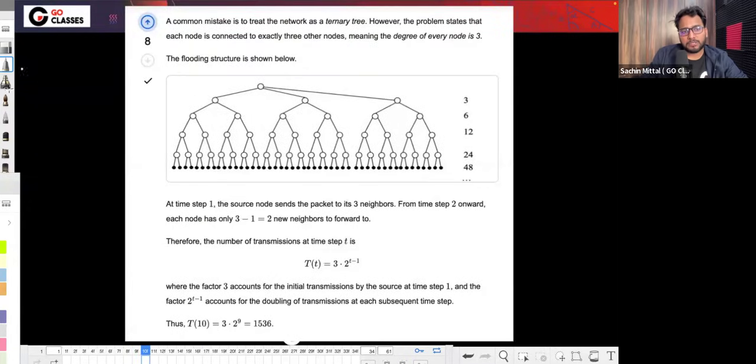So it was also an easy question. I hope you understood this question. If there is any doubt, you can just let me know. So 1536 is the correct answer here. Understood?